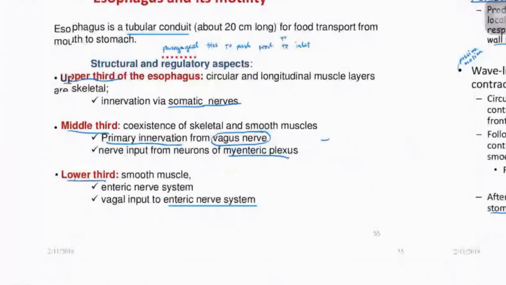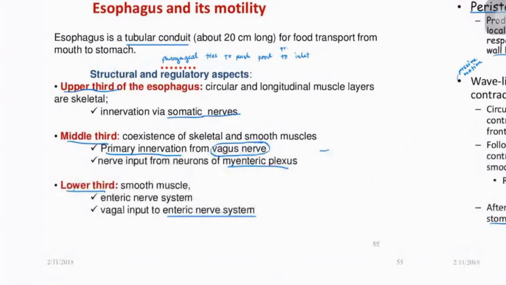Next, we have your esophagus and its motility. So your esophagus is a tubular conduit about 20 cm long for food transport from the mouth to stomach. The structural and regulatory aspect. Upper third of the esophagus, circular and longitudinal muscle layers are skeletal. Take note, upper third of the esophagus is skeletal muscle. So, innervation via your somatic nerve.